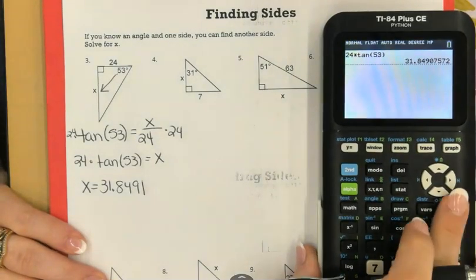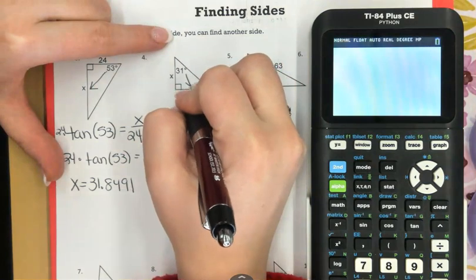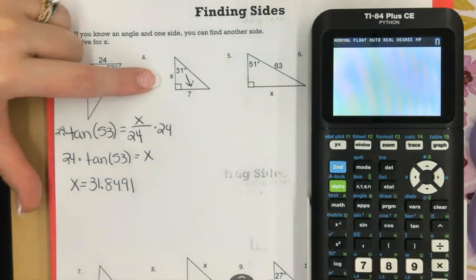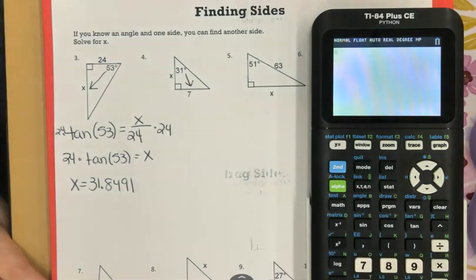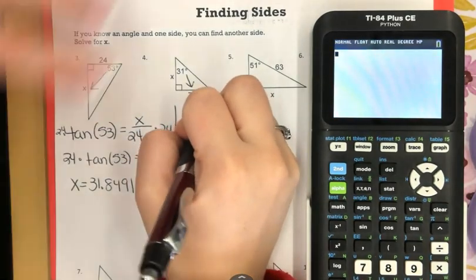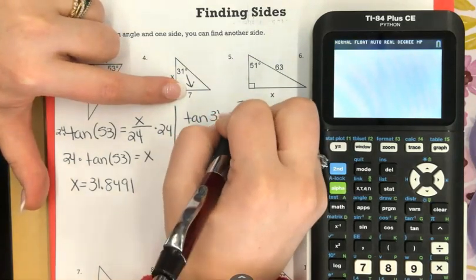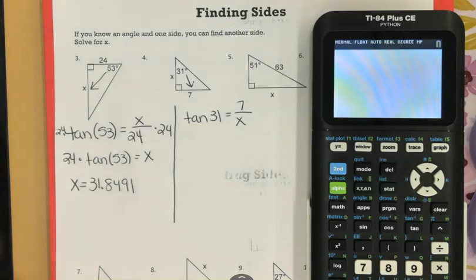Okay, let's move on to number 4. Here's my reference angle 31. I'm given the opposite side and I want to find the adjacent. Again, I'm working with opposite and adjacent, so that's going to be tangent. So the tangent of my reference angle 31 is going to be equal to opposite 7 divided by adjacent.